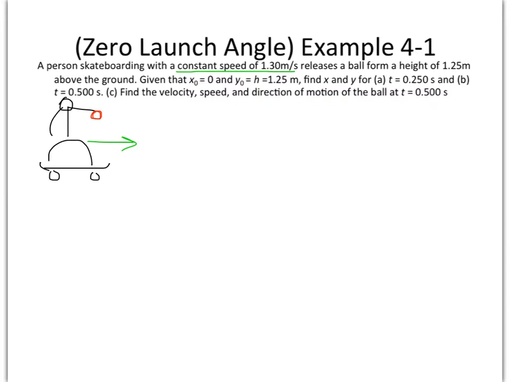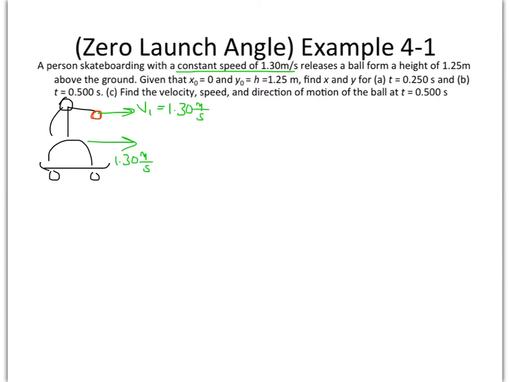Since the whole skateboarder system is moving at 1.30 meters per second, that's going to be the velocity of the ball when it is dropped. So initial velocity is going to be 1.30 meters per second.